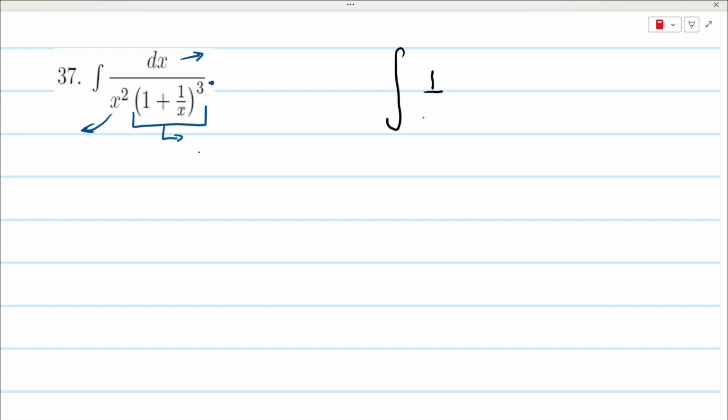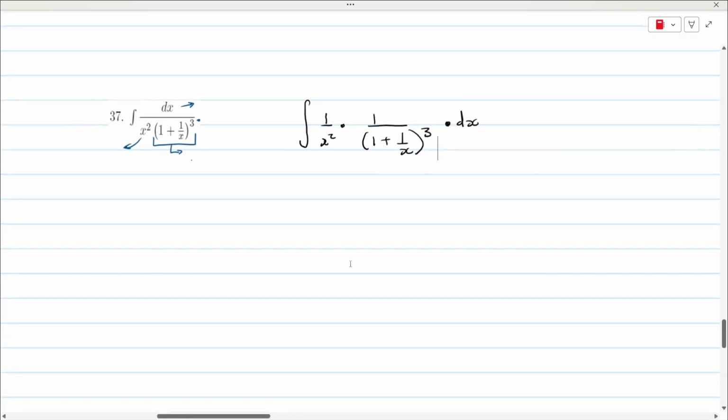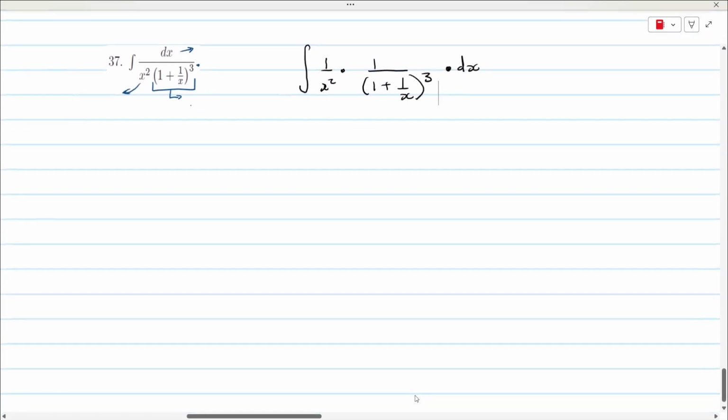So if I said 1 all over x squared multiplied by 1 all over 1 plus 1 all over x exponent 3, and then I put my dx here. This expression is the same thing as this one, because if I expanded this, 1 times 1 times dx is equal to dx, which is on top, and x squared times this exponent is the same as this one. Okay, so now it's a simpler one.